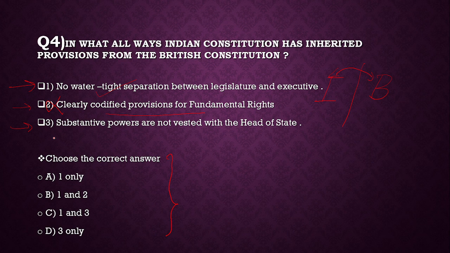Look at the statement 3. Substantive powers are not vested with the head of the state. So this statement is correct. Why? The President of India is the head of the state and the Queen is the head of the state in Britain. Both don't have substantive powers. They are nominal executives, right? So the real power lies with the Prime Minister, who is the head of the government. So the answer of question number 4 is C, 1 and 3.